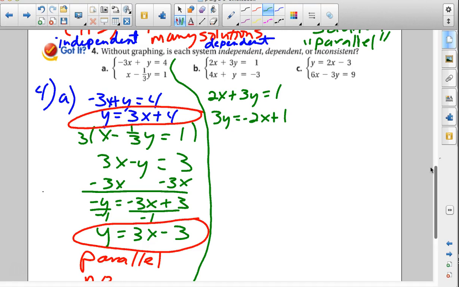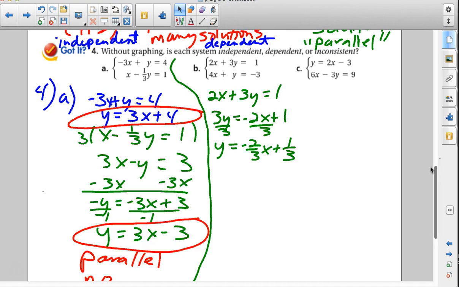Then what? Divide by 3. All right, so far so good. Bottom one says 4x plus y equals negative 3. How do we get y by itself now? Subtract 4x.